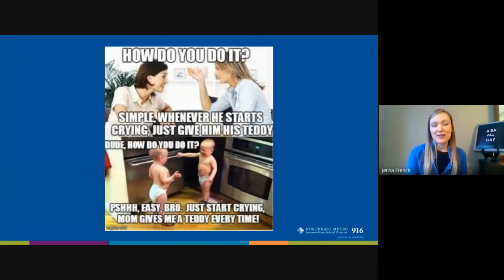Now here at the bottom, the two babies are talking, and one says, dude, how'd you do it? And the other one says, oh, it's easy, just start crying. Mom gives me a teddy every time. So his behavior is positively reinforced. He is given something that he likes in response to his crying, and so he's more likely to cry again.